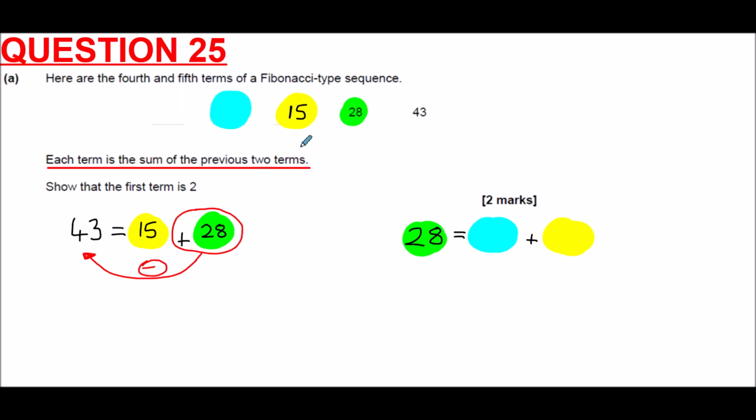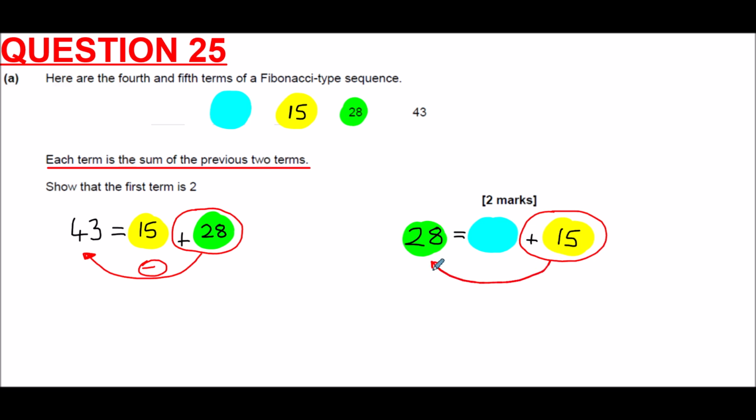So 28 equals this blue number plus 15. And so again we can rearrange this equation, or we can just think about what number, when you add it to 15, would give you 28. The answer to that's got to be 13, because 13 plus 15 is 28.